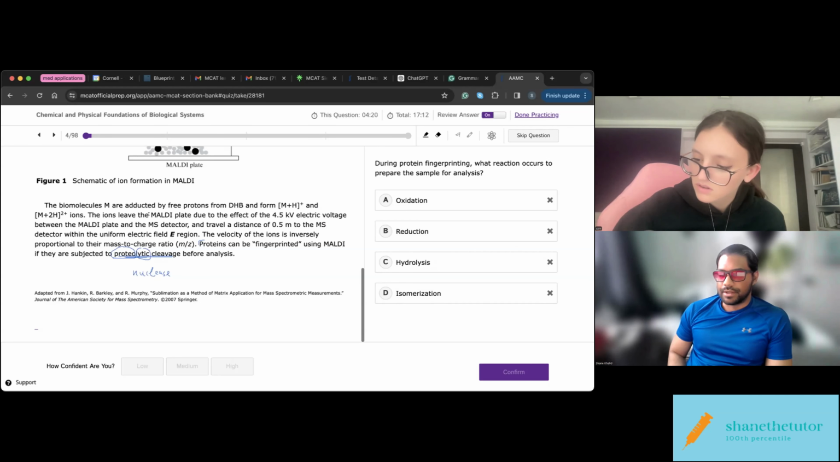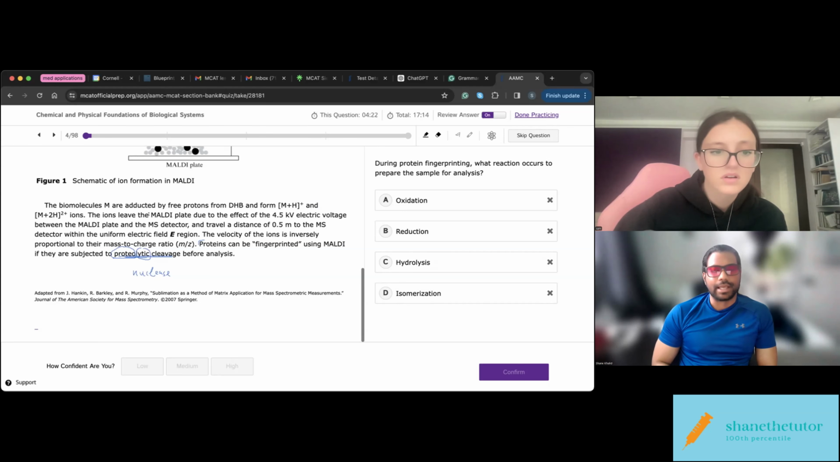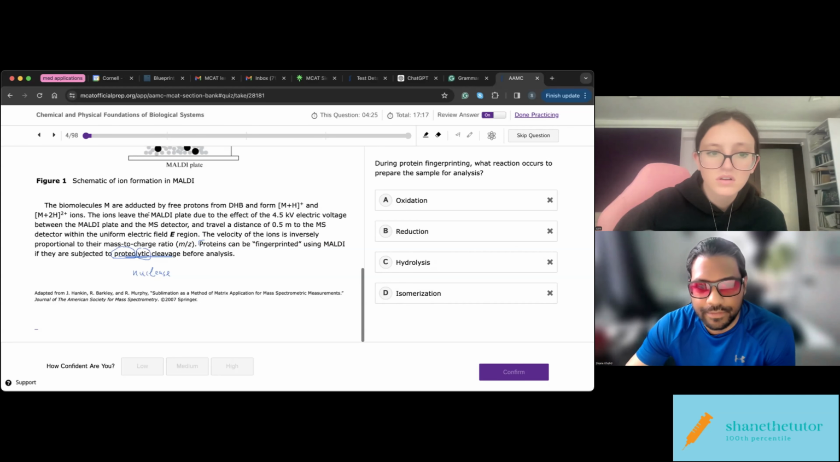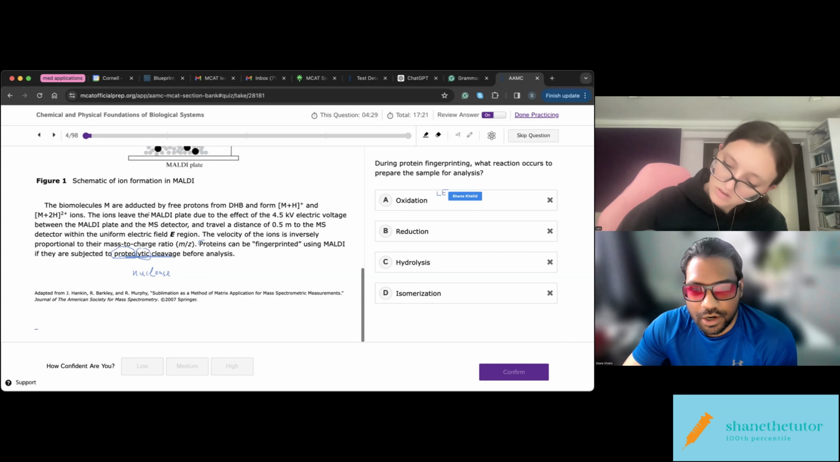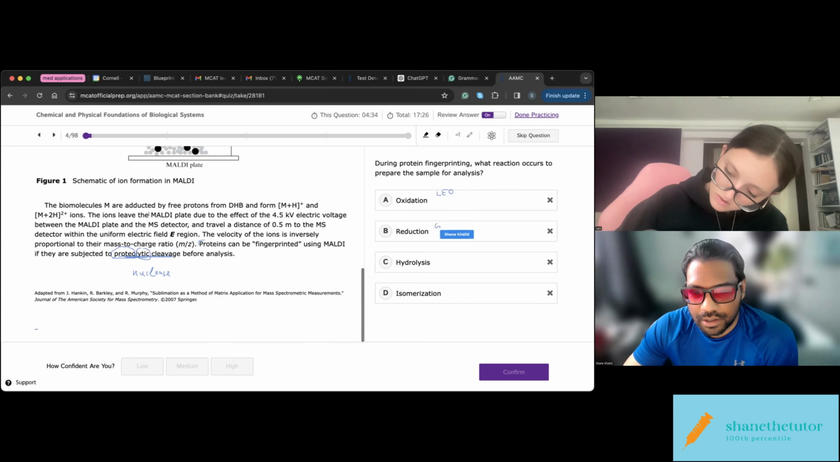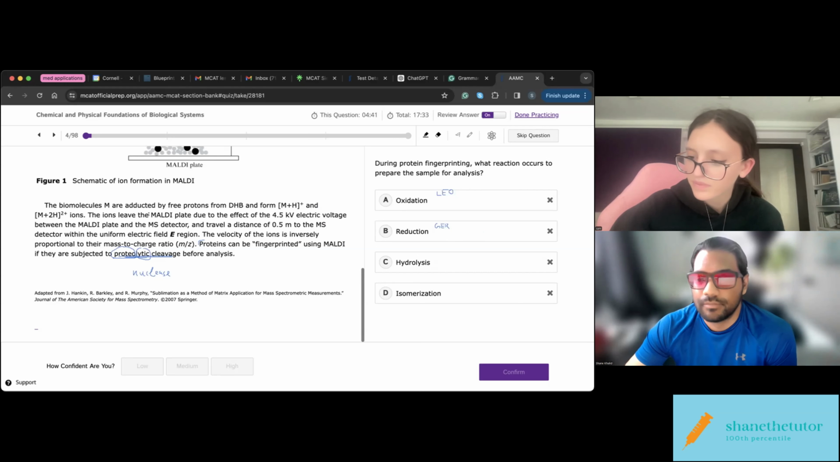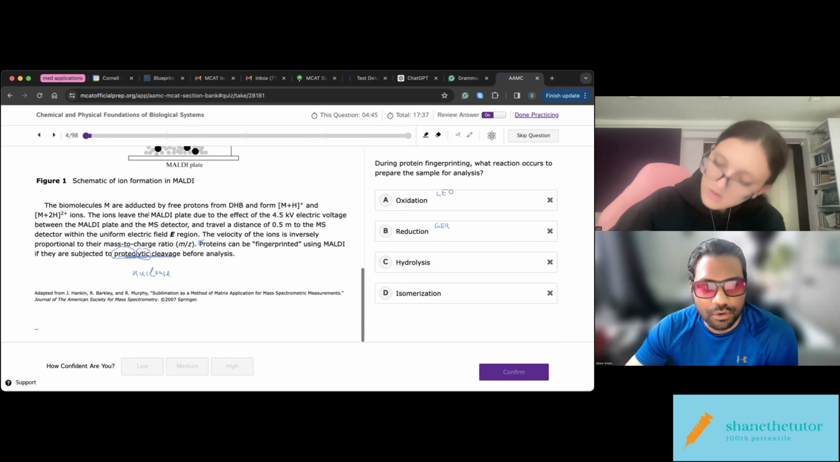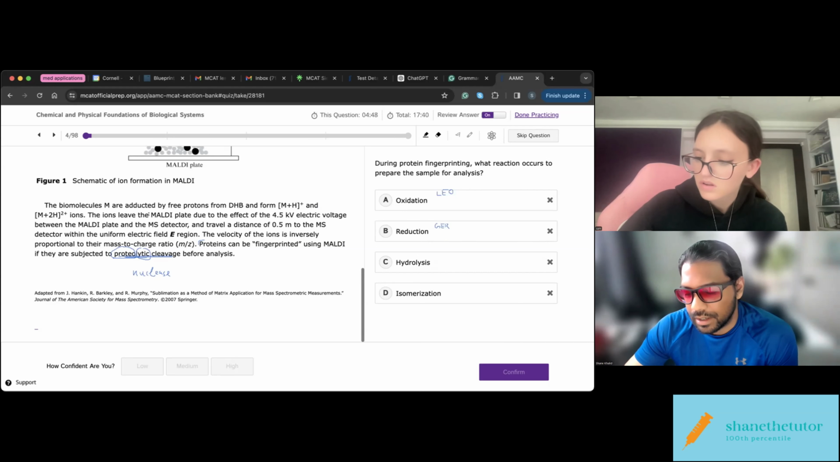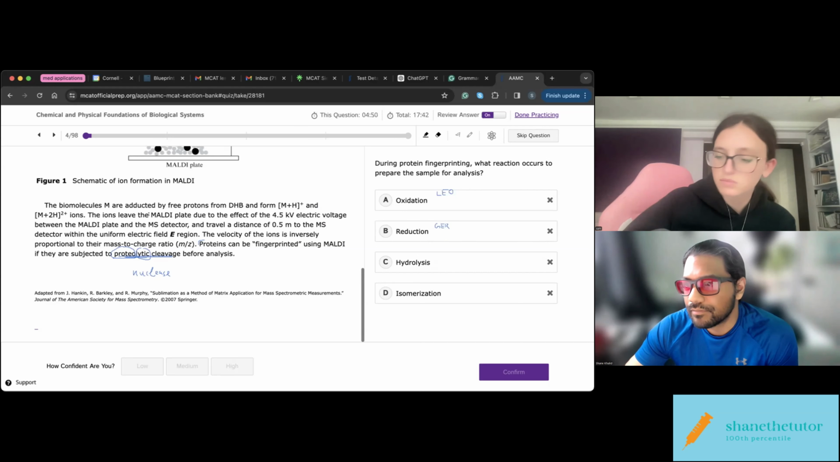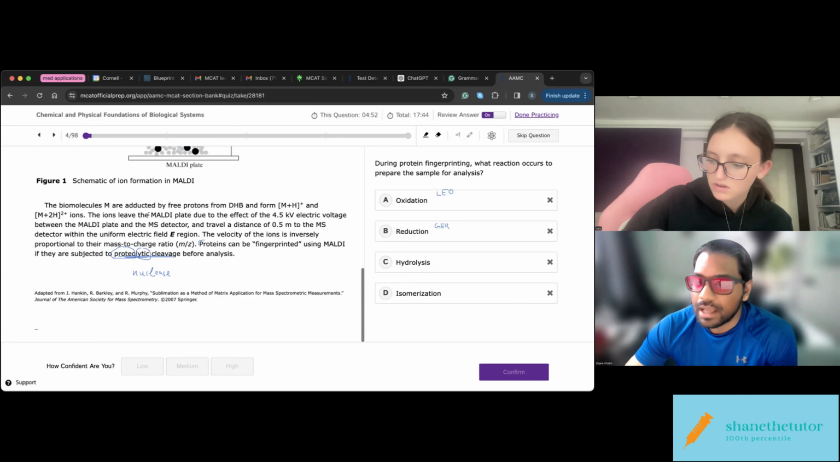Okay, there's a couple of ways of defining oxidation. The Gen Chem way is LEO: loss of electrons, oxidation; gain of electrons, reduction. So these are the Gen Chem definitions, but in organic chem and biochem it's different.